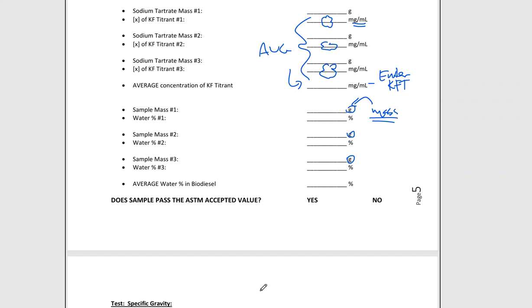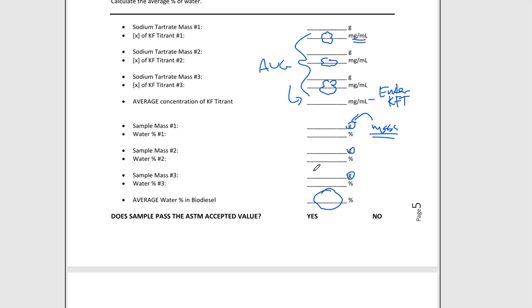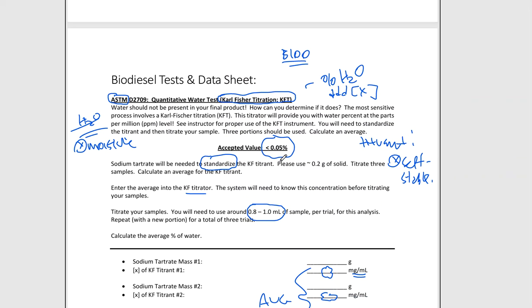After we do that, we'll do it a second time, we'll do it a third time, and then we'll get a nice average here of the concentration in terms of percentage. And then finally, does the sample pass the accepted value? So the accepted value, once again, is less than 0.05%. If it does not pass, there is a chance that you didn't drive off all the water that you needed to, and longer heating periods or a reheat to drive off that extra liquid could also be a possibility in order to get that percentage way, way lower.